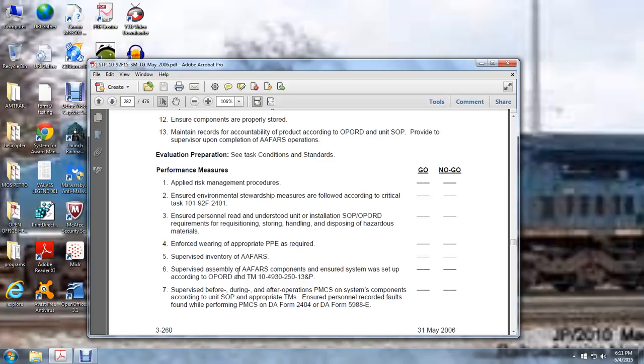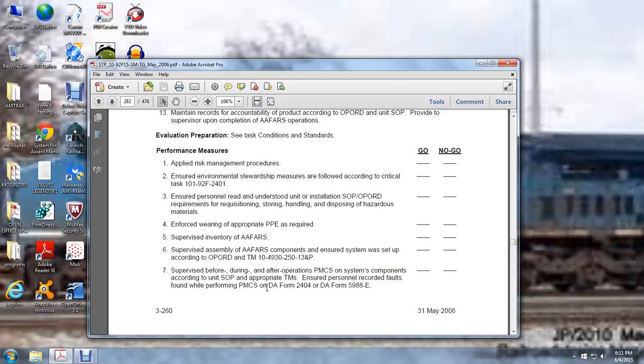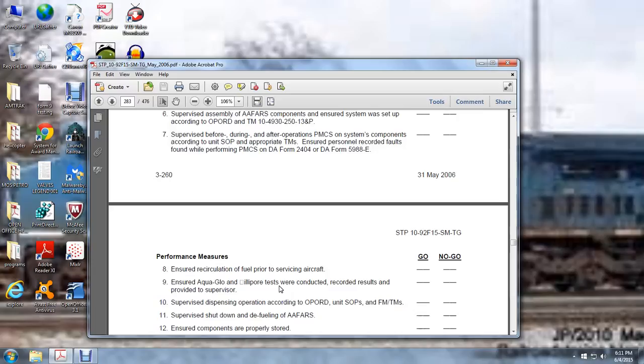procedures and the appropriate technical manual. Ensure personnel record faults found before, during, and after the preventive maintenance checks and services on the DA Form 2404 and DA Form 5988E. Ensure recirculation of the fuel prior to the service of the aircraft. Ensure the alcohol go and a mill pore test were conducted. Record results and provide them to the supervisor.